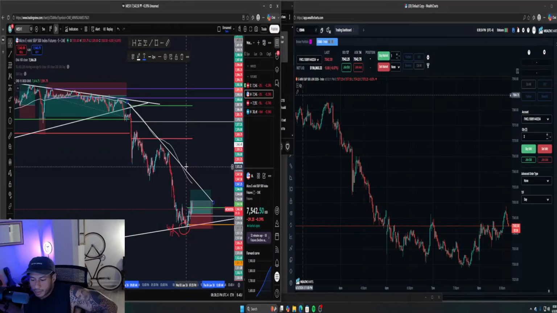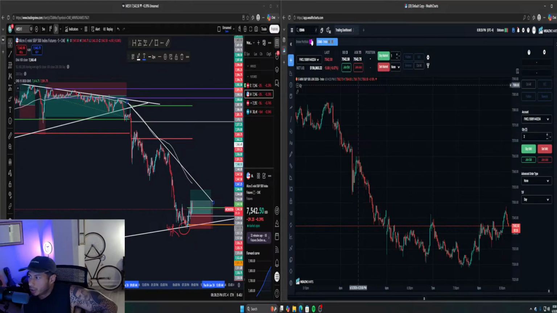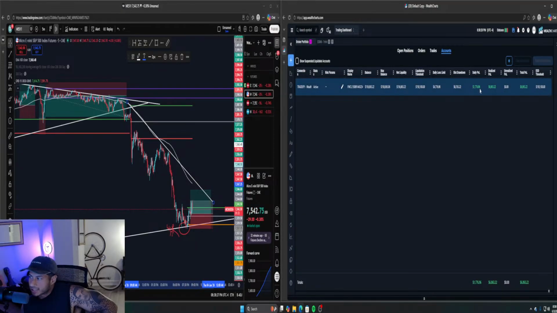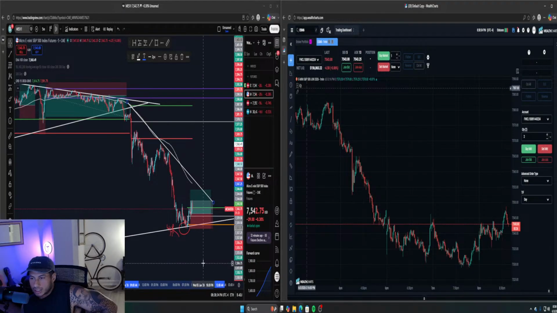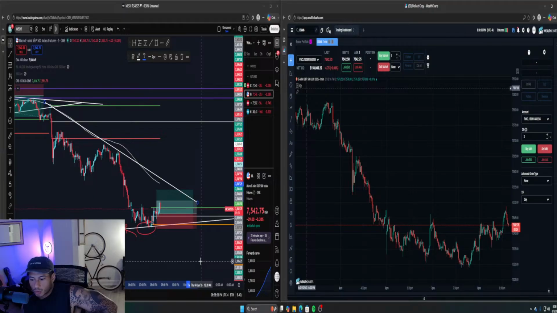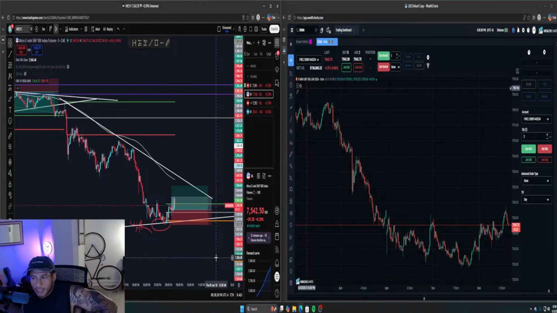I made my money. We hit today for $1,776 in a matter of minutes, guys, so you can't do much better than that. So I'm out, but you guys can stay in this trade. Obviously, if you're running smaller contracts, just hold the trade. And yeah, I would hold the trade to this trend line.